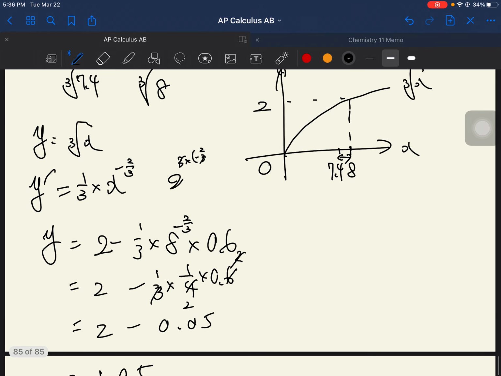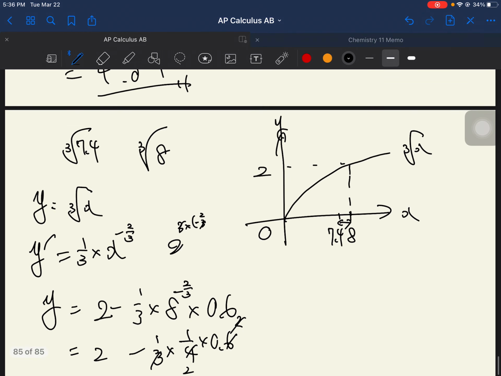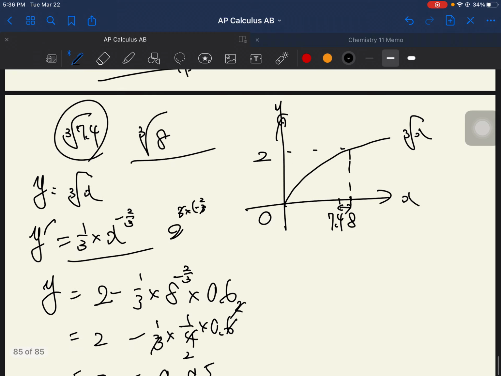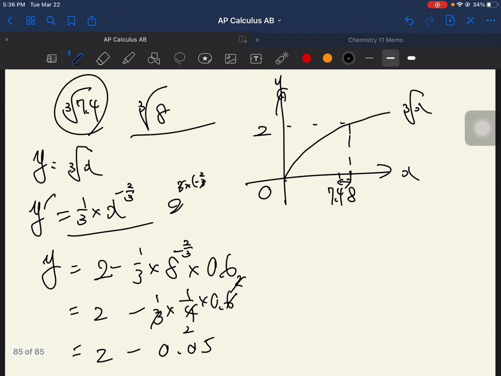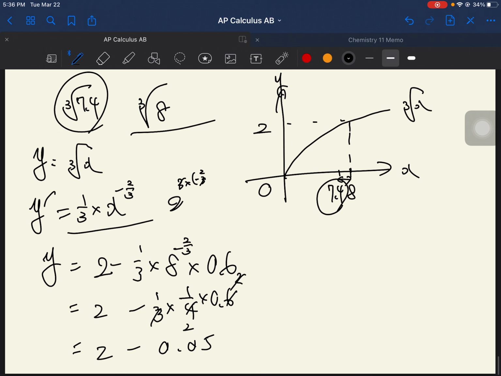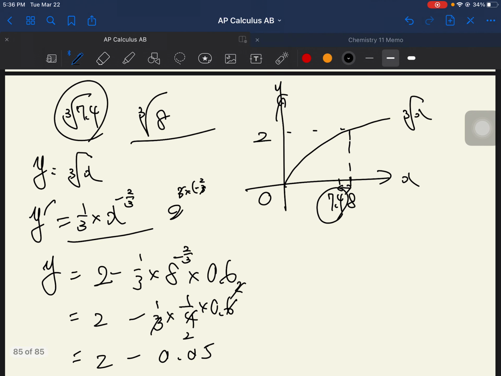Yeah, that's all. So again, what you have to do is first find a value similar to this one. For example, in this case it's 8, and you try to find the y prime, and you find the slope, then you try to find this value using local linear approximation.